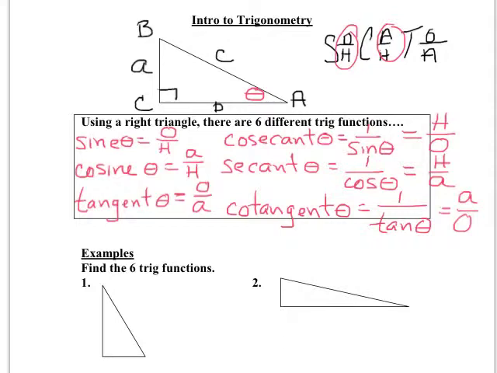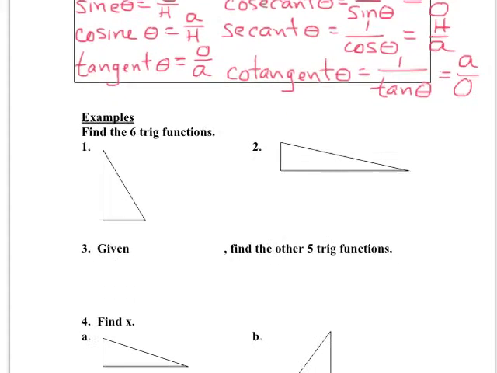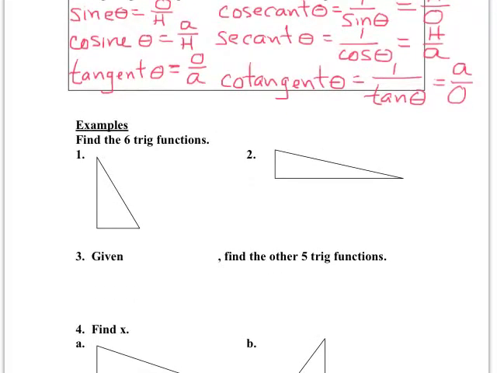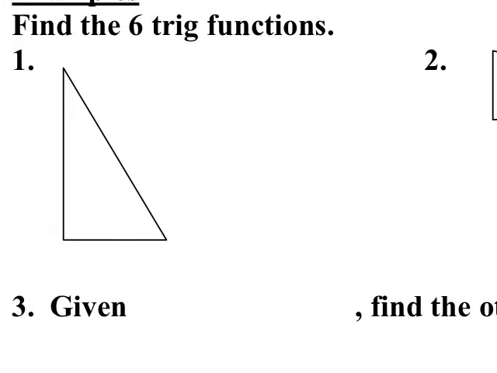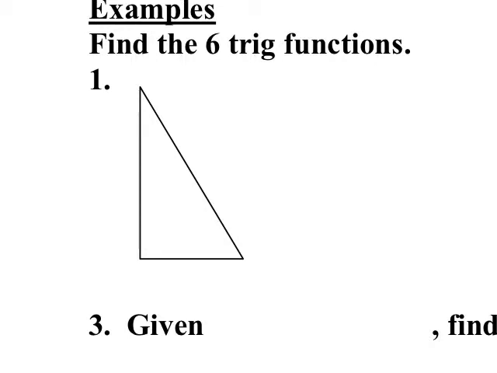So let's move down here and talk about a couple of examples. So for instance, let me zoom in here a little bit. Let's talk about this one here. Let's call this theta, and let's call this side 5. This is 12 and 13, and this is a right angle. So if I say find the 6 trig functions, let's go through and label them all.